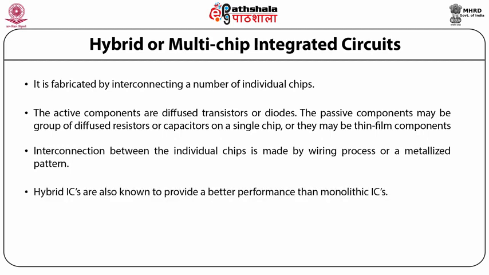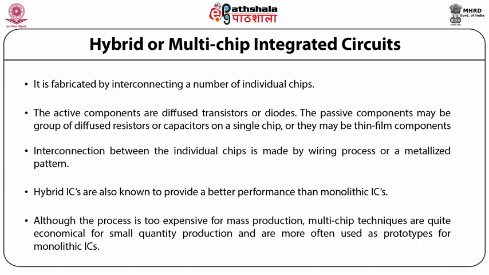Hybrid ICs are also known to provide better performance than the monolithic ICs. Although the process is too expensive for mass production, multi-chip techniques are quite economical for small quantity production and are more often used as prototypes for monolithic ICs. Process flow for the fabrication of IC. The fabrication of ICs consists basically of the following process steps.